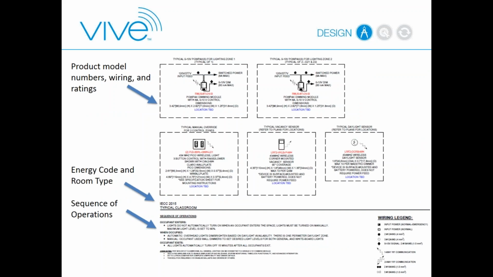In addition, we've created a second document that allows you to take the product model numbers, wiring diagrams, and ratings, and have that same energy code and room type with that same sequence of operations right in CAD. Again, we've got it in DXF and DWG, and the idea is that you can just copy and paste this right into your spec documents and have all the answers right there without having to synthesize: the code requires this, how do I pick the right products to meet that code?